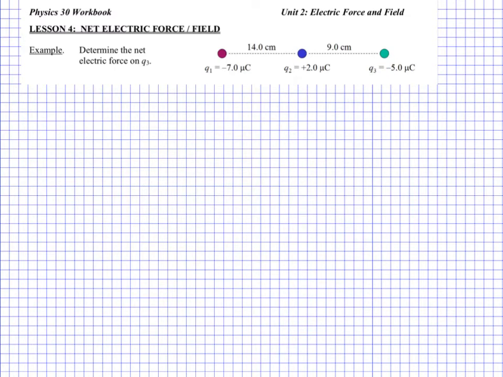So let's go ahead and draw the object of interest. I'm going to put it right in the middle. It's green. This is Q3. So let's think about what it's going to experience. If I ignore Q1 and just think about Q2, Q2 is positive and Q3 is negative, so this is going to be an attractive force. So Q3 is going to experience a force as a result of Q2.